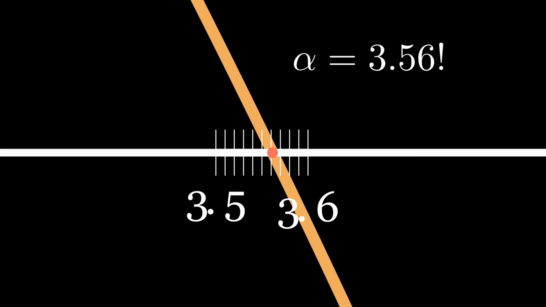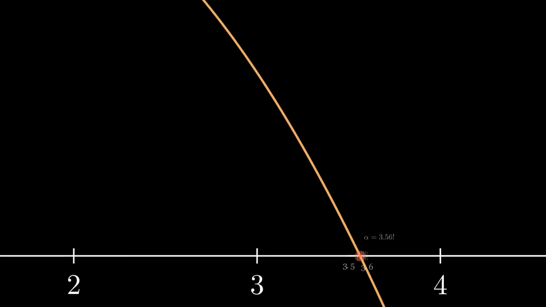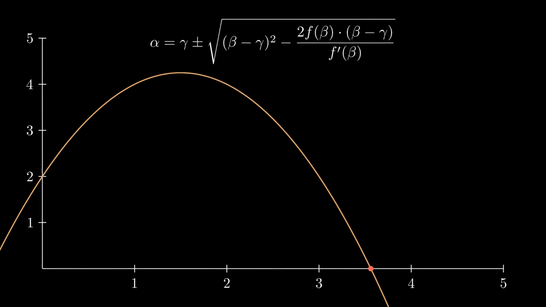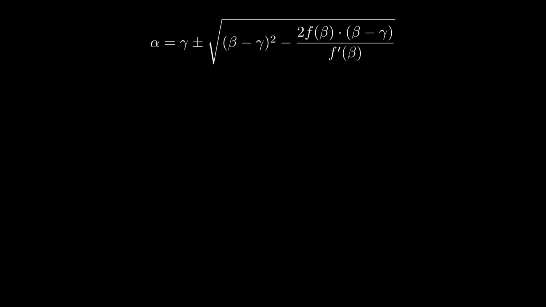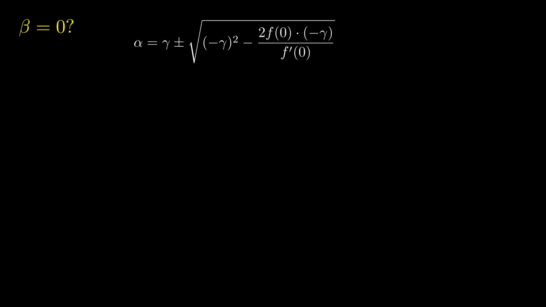Believe it or not, this formula works for any value of beta. 0, 1000, you name it. Once you have the corresponding height and gradient and gamma, you've got the location of the root. But wait, any value of beta? What if we set beta equals 0? Though it might not look like that does much, it can give us a unique version of the formula.